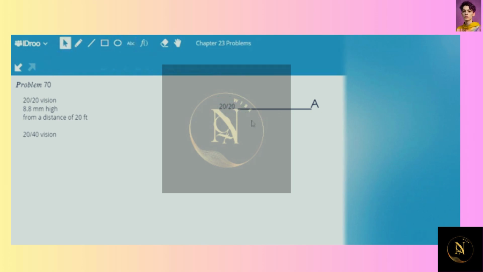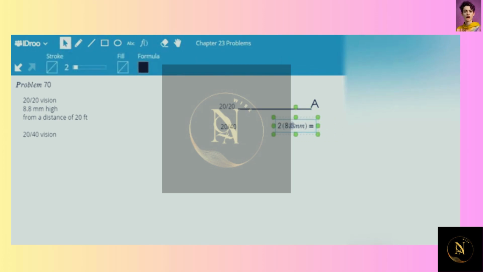At this same distance of 20 feet, a person with 20/40 vision would need the letters to be twice as high because the ratio is 20/40. The way I like to think about it is 40 divided by 20 is 2. So the letters have to be twice as high here. So for a person with 20/40 vision to be able to resolve the letters here, the letters would have to be 2 times 8.8 millimeters high for them to be able to be resolved.